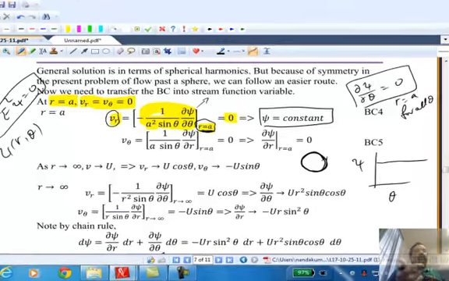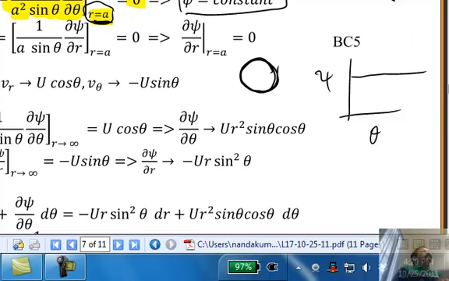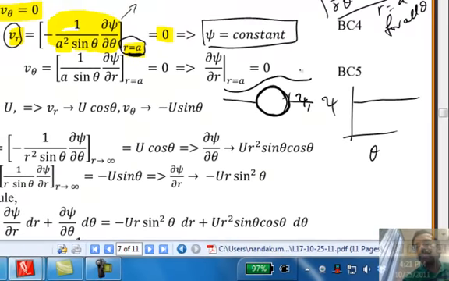Now, what can you set the psi value to be? This simply says a constant. But what do we know about psi? The absolute value of psi doesn't make any sense. It's only the difference in the stream functions. If I have two streamlines, one streamline like this, another streamline like this, psi 1 and psi 2, it's the difference in streamlines that's a measure of the flow rate. And the tangent to the streamline is a velocity vector. But the absolute value of the stream function doesn't really matter.